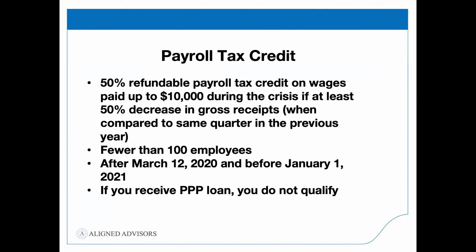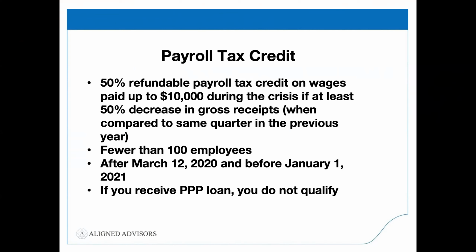Okay, there we go. So the payroll tax credit is 50% of the amount that is paid to employees during these few months, between March 12th, 2020 and January 1st, 2021. It can come back to you as a credit when you file your 2020 taxes. So at the very most, you can get a $5,000 tax credit. It's a dollar for dollar deduction of your tax liability. There are a few caveats though.